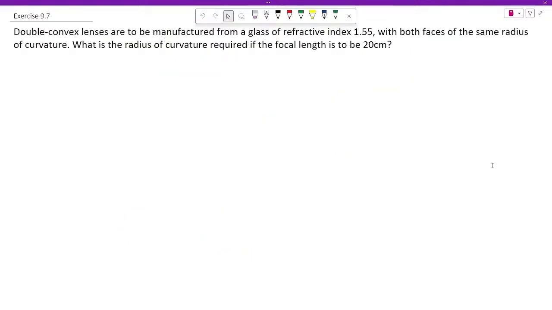The question is saying that we have to manufacture a double convex lens from glass of refractive index 1.55, and we have been given the focal length that is required, which is f equals 20 centimeter.